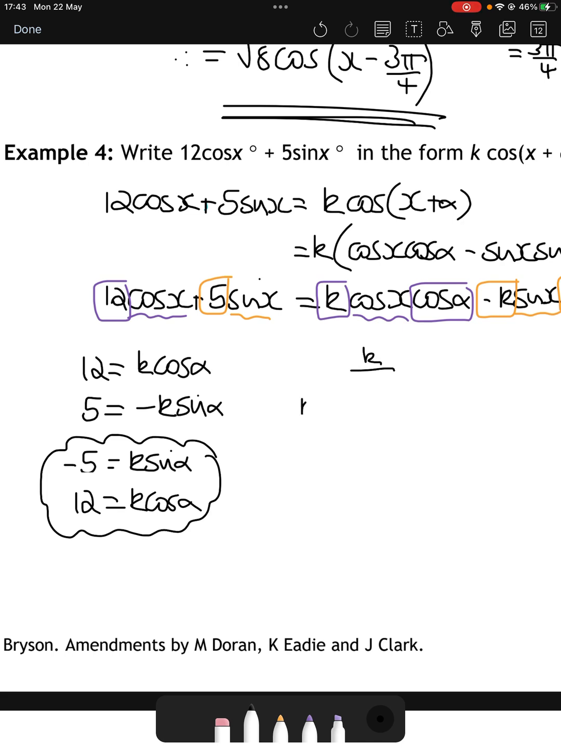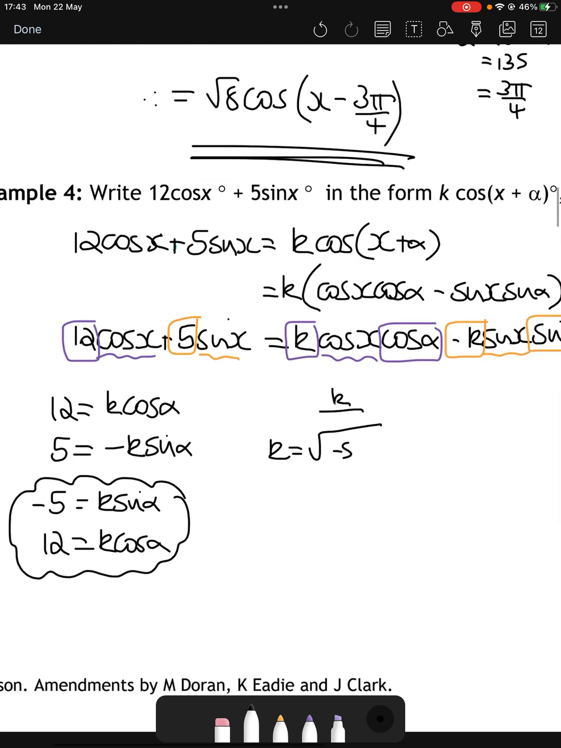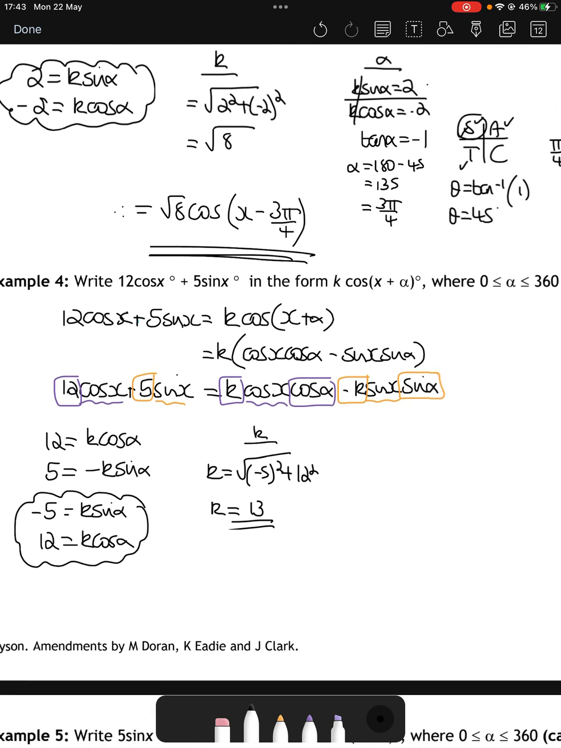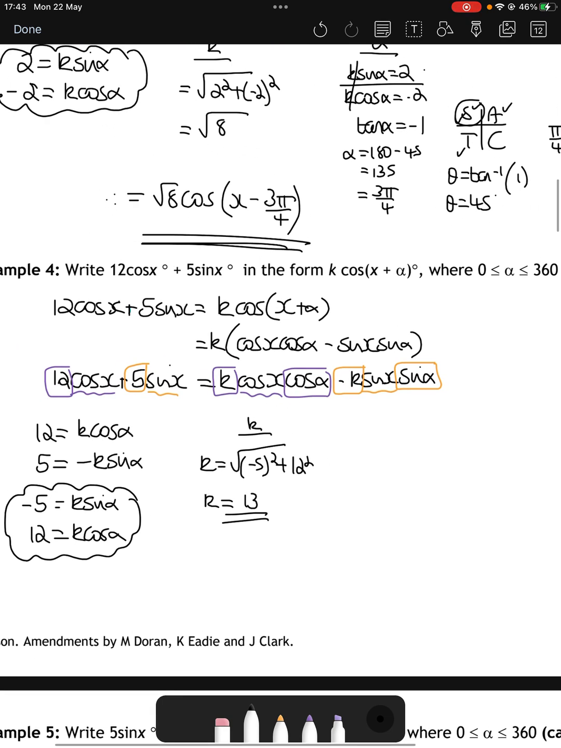So to get k, so minus 5 squared plus 12 squared. It's a calculator question, but it isn't a Pythagorean triple, so it's 13. Okay, we're going to get our alpha. So we have k sin alpha is minus 5. k cos alpha is 12. Cancel them out. Tan alpha is minus 5 over 12.